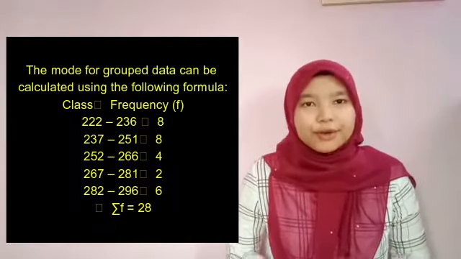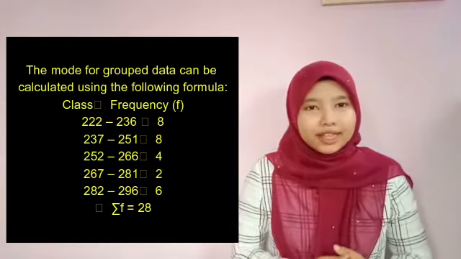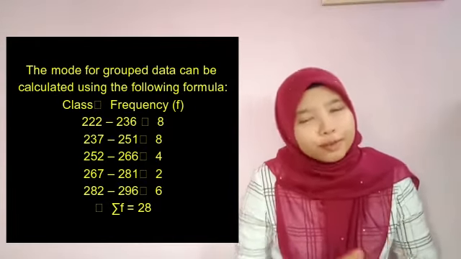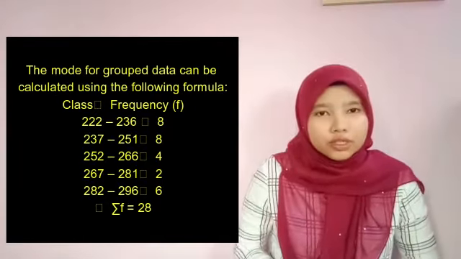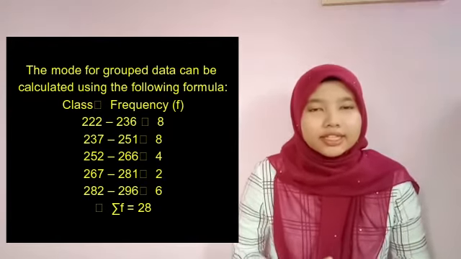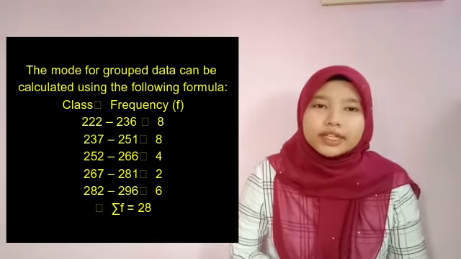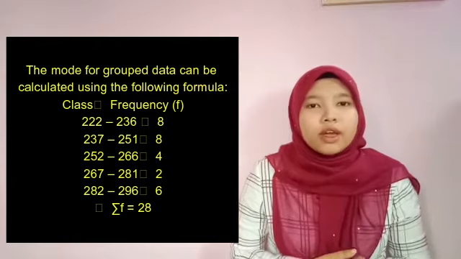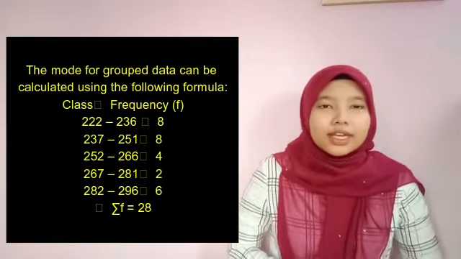And the last is the mode. The mode for grouped data can be calculated using the formula. We choose the class 237 until 251, and the frequency is 8. So the mode of grouped data is 236.5.